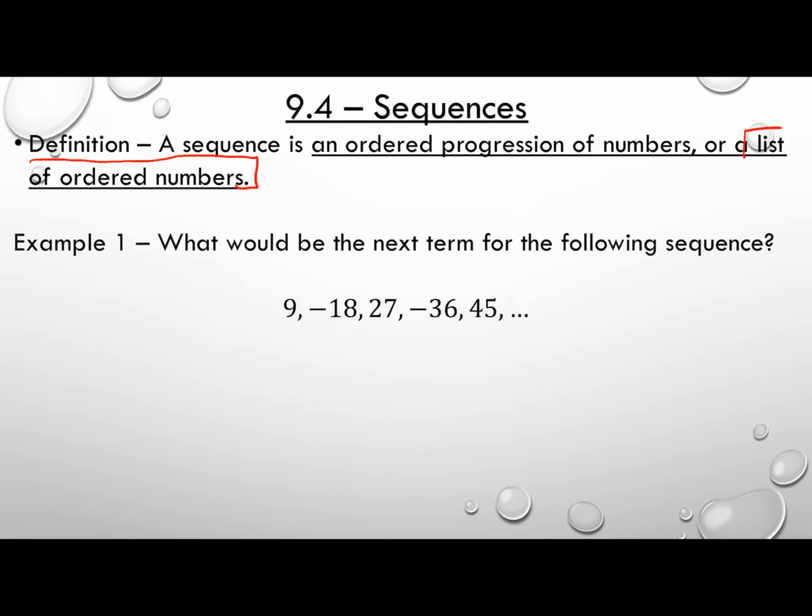So let's look at this sequence. This is going to be a little bit trickier. So we have 9, negative 18, 27, negative 36, 45. Well, if we ignore the negatives, it looks like we're just adding by 9 every single time, right? So our next number would be 54.